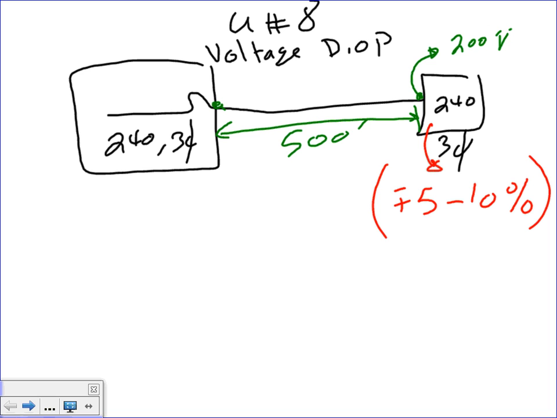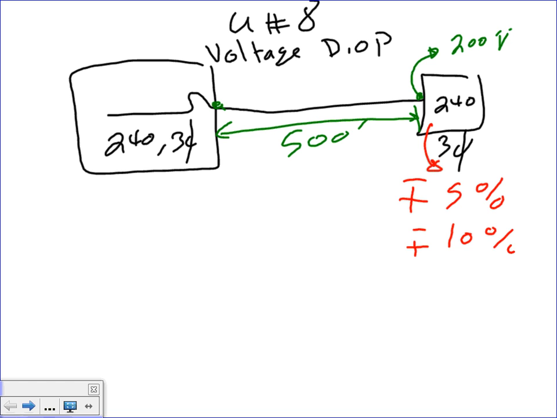So meaning you can go between plus or minus 5%. A lot of people make it plus or minus 5, others make it plus or minus 6, 7, but between plus or minus 5 and 10%. Am I writing it right? Between plus and minus, so plus or minus 5% all the way to plus or minus 10%. Are you guys with me? This is a range.